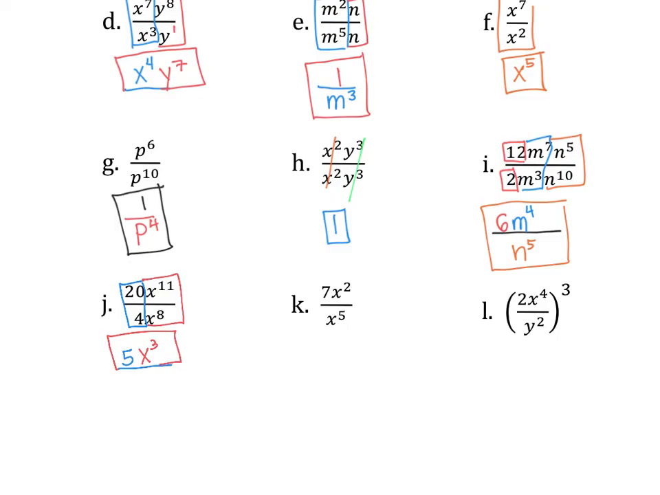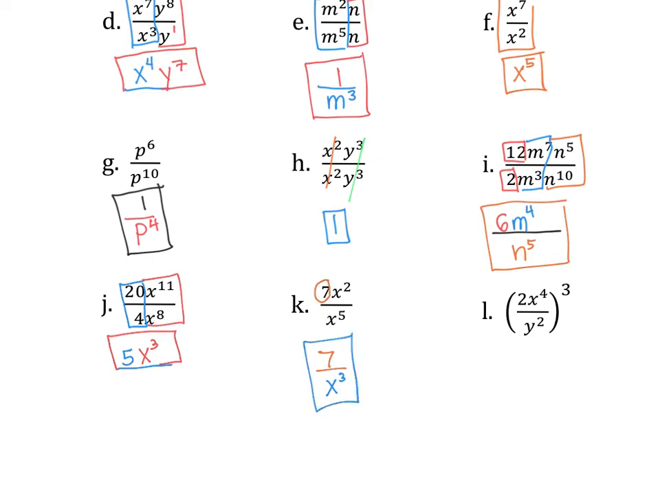Okay, let's look at k. K has a 7 at the top, but there's nothing else, so I'm just going to keep a 7 at the top. Okay, now let me look at the x's. The higher exponent for the x is at the bottom. There are 5 at the bottom. If I subtract 2 or cancel 2, I'm left with 3.